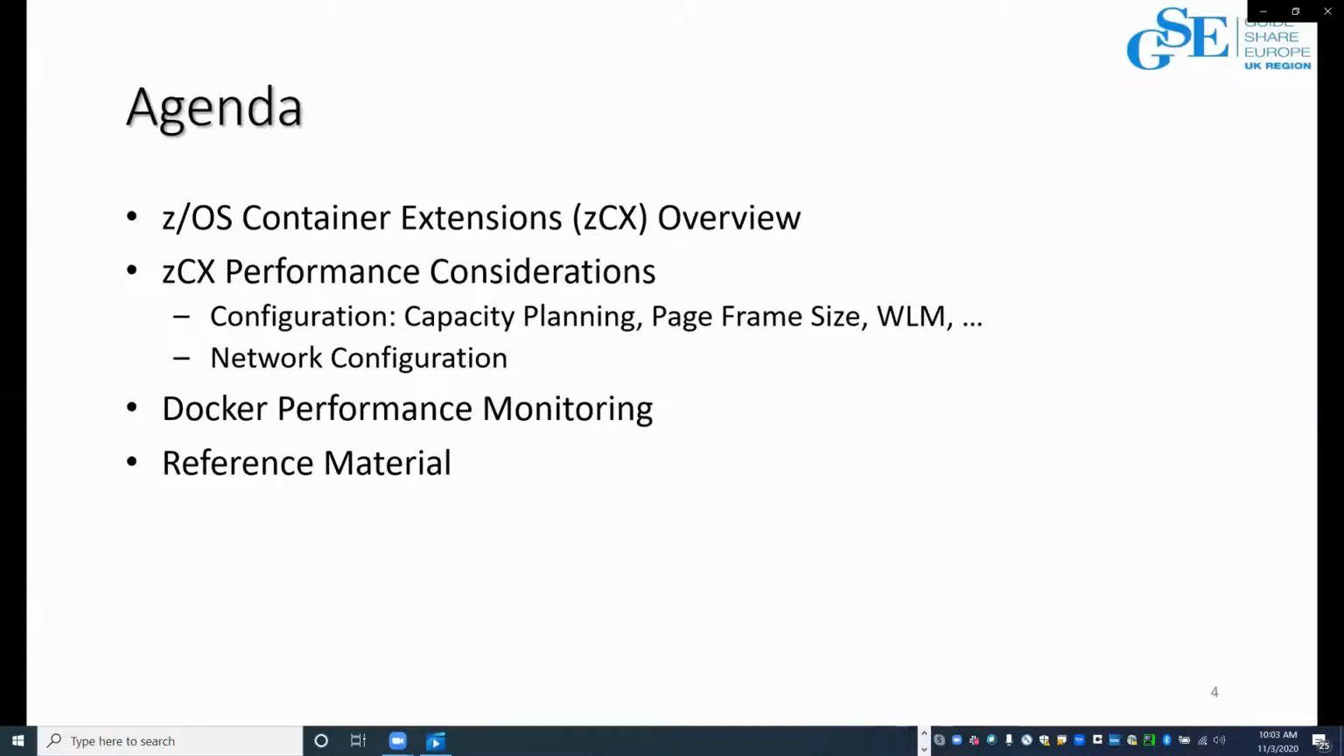We'll start off by providing a brief overview of zCX and review the major components of the function. Next, Nick will take you through some zCX tuning and capacity planning around memory and zIIP provisioning when you are ready to start configuring your zCX instances. I will then discuss some items to consider when accessing the zCX instances from a networking perspective, including co-location benefits. Nick will then show you how to monitor your Docker containers running in zCX by deploying and using the Grafana dashboard. And finally, for your reference, we'll provide a few links to more zCX materials as you continue your journey with zCX.